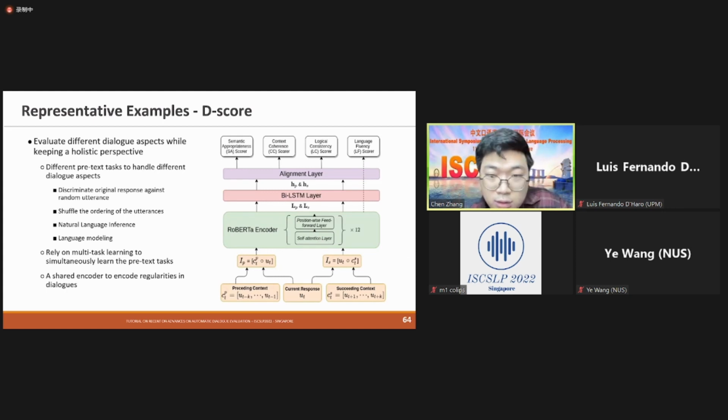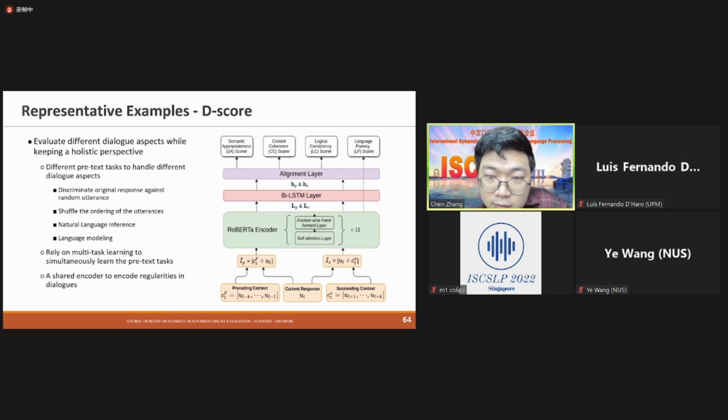Since this score is similar to the other matrix, it is based on self-supervised learning. So we don't use human annotation to train this model. We need to design different pretext tasks to handle each dialogue aspect. The first pretext task is to discriminate the original response against a random utterance, which is similar to what the previous matrix are doing.